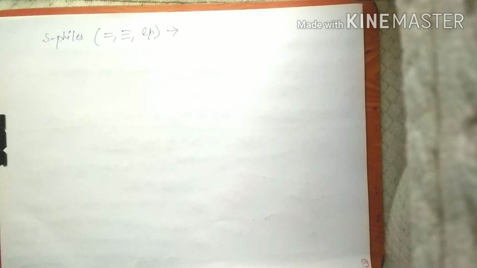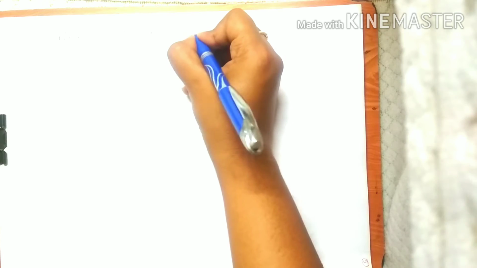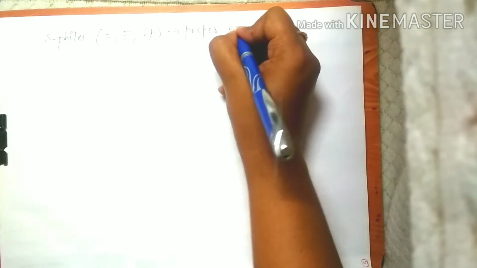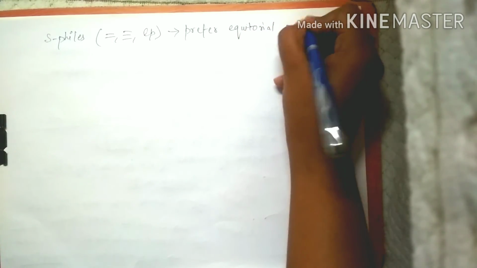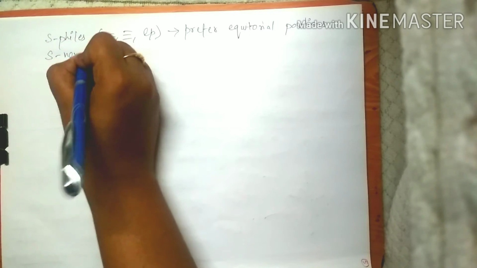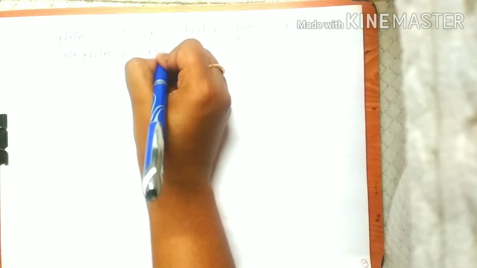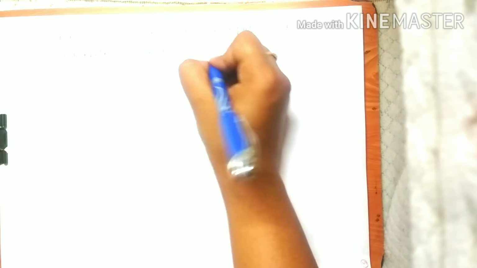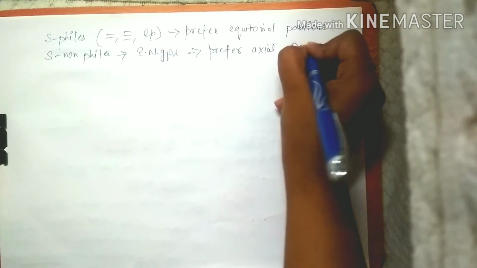So before starting on the geometries of various molecules, what you should remember is that your s-philes, like double bond, triple bond and lone pair, prefer equatorial positions, right? And your s-nonphiles, like all the electronegative groups, prefer axial positions.